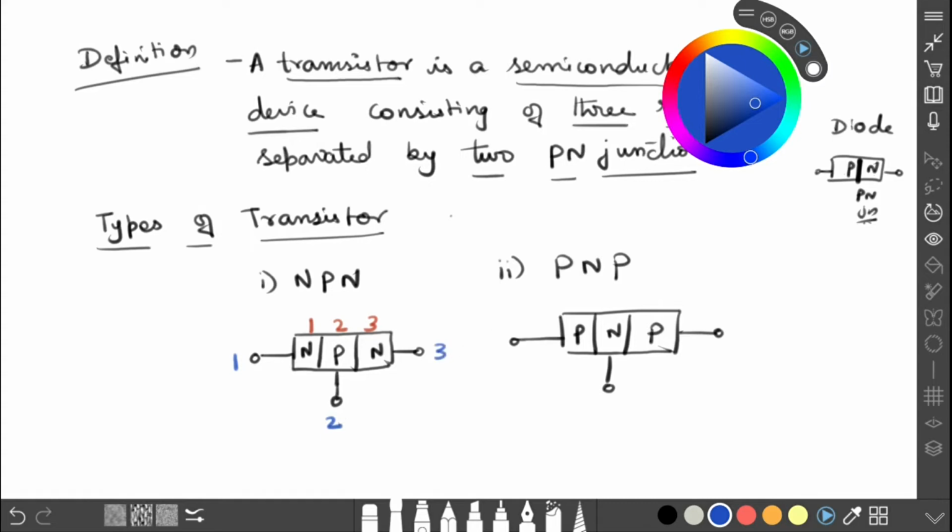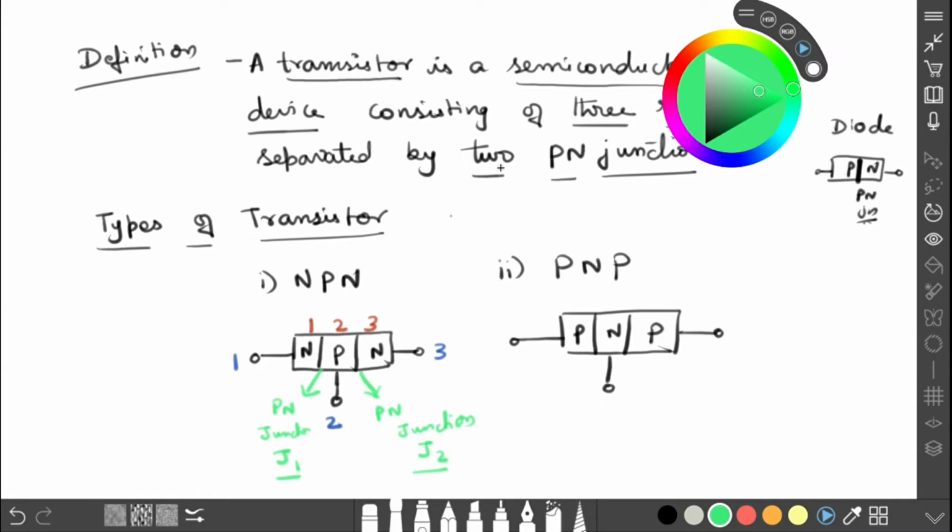And then see here, this is one junction, the first PN junction. And this is another junction, another PN junction. So we can call it junction J1, and this is junction J2. So two junctions are there.